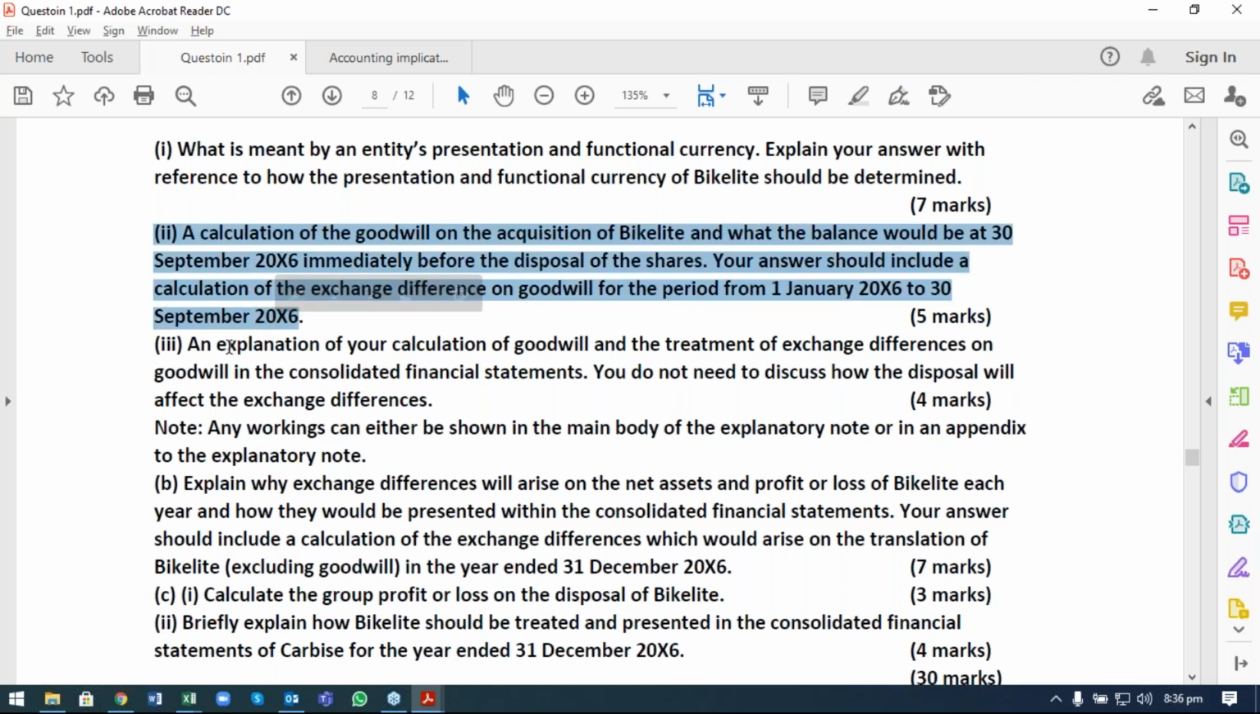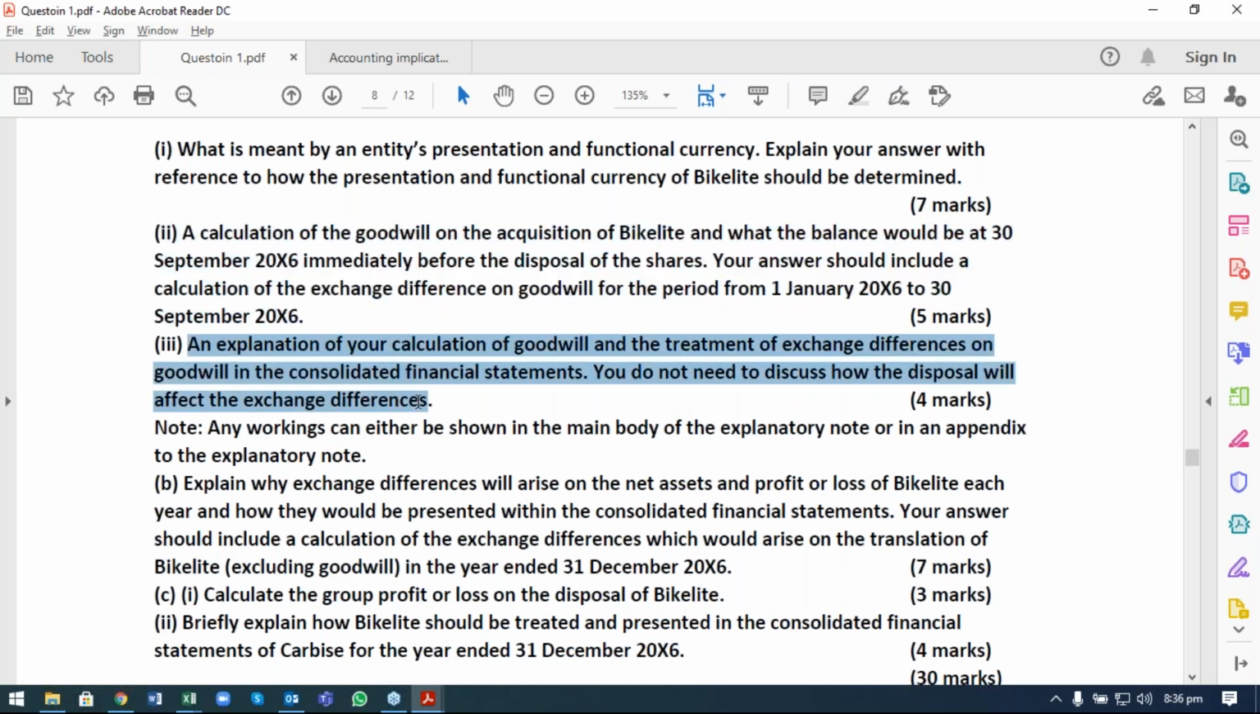In the very next requirement, an explanation of your calculation of goodwill and treatment of exchange differences on the goodwill in consolidated financial statements. You do not need to discuss how the disposal will affect the foreign exchange. So right now you're not disposing of the goodwill. You have to provide the explanation of how you accounted for this goodwill.